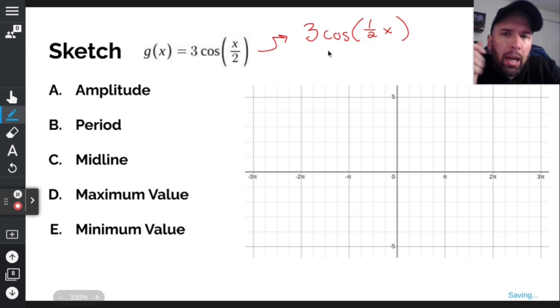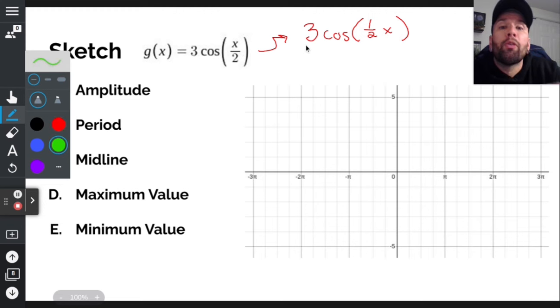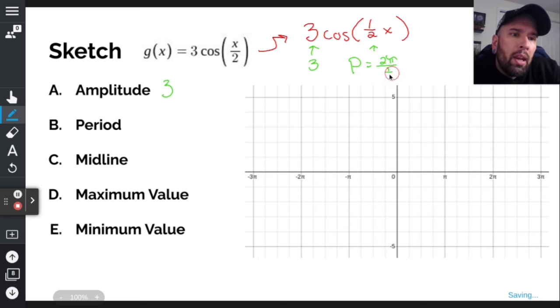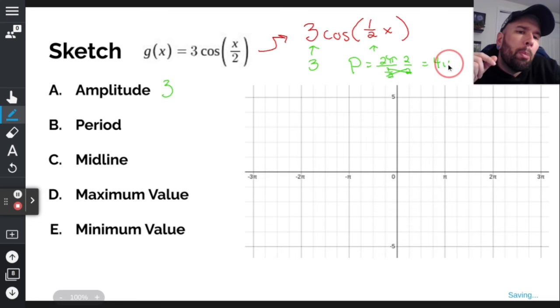Now, let's label what I know. The number in front of the whole thing is my amplitude, so my amplitude is 3. One half is my frequency, not my period. I find out what my period is by doing 2 pi over 1/2. Multiply the top and the bottom by 2. These cross out, and I end up with a period of 4 pi.